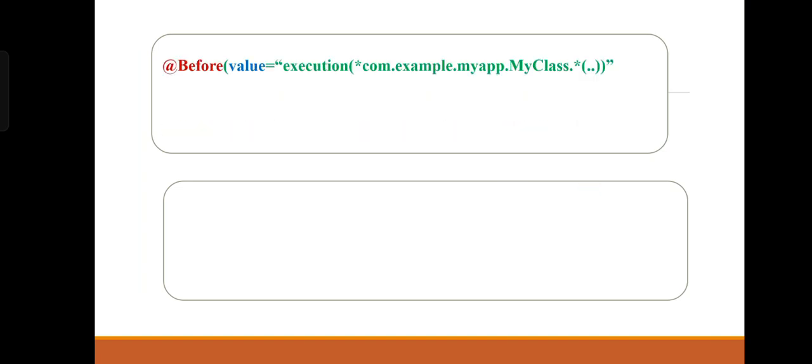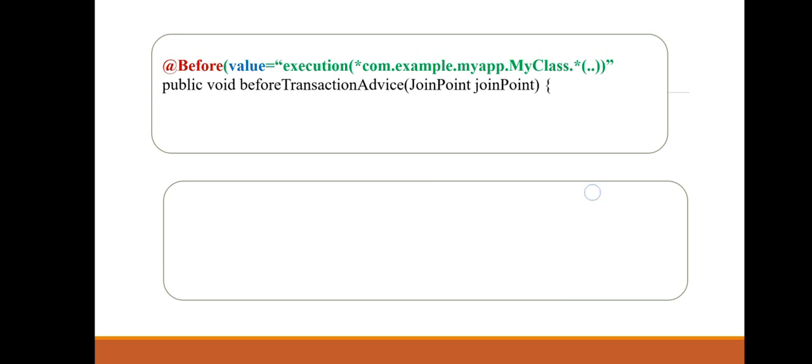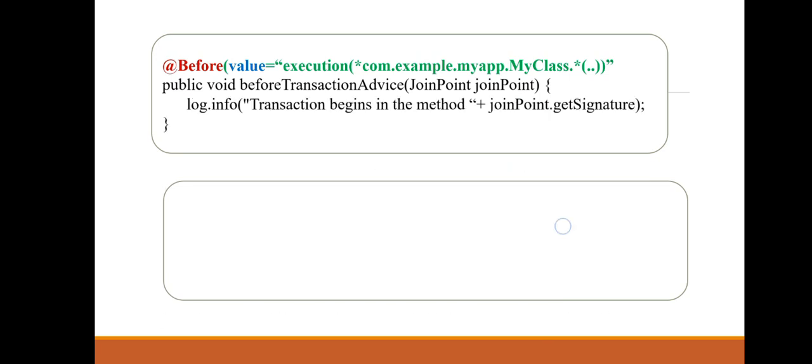Let's see an example for each type of advice. First one, @Before. This will be executing before the method call. Inside @Before we have value equal to the respective pointcut expression. For example, here all the methods of MyClass will be applied. Then we have created one method called beforeTransactionAdvice. Inside this, the join point is there. Here we are logging it. So log.info, and inside this the logging information is added plus joinPoint.getSignature. With the help of the join point we can get information about the actual method call. So @Before will be executing before the actual method call.